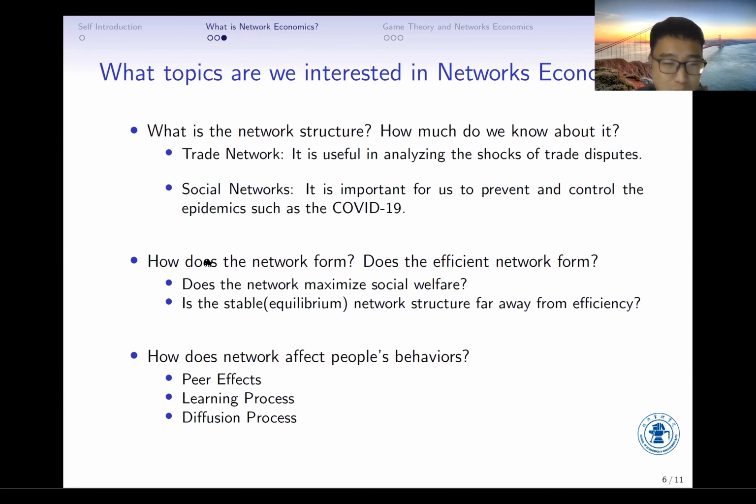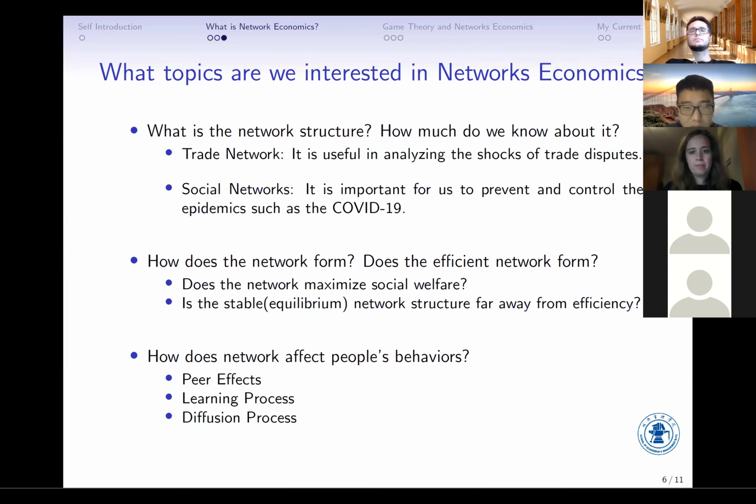And the second area, I think, is how does the network form? Does the efficient network form? Efficiency means that we maximize the social welfare. If we obtain a stable equilibrium network structure, we want to know whether it is far away from efficiency. And the third area, I think, is how does the network affect people's behaviors? For example, the peer effects and the learning process and the diffusion process.